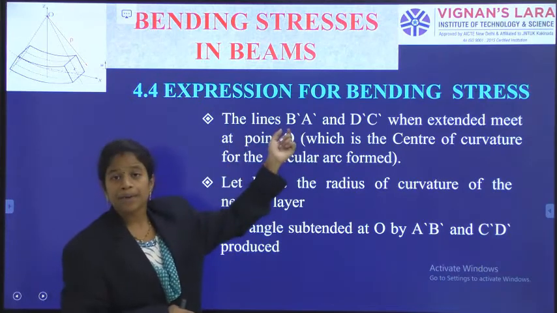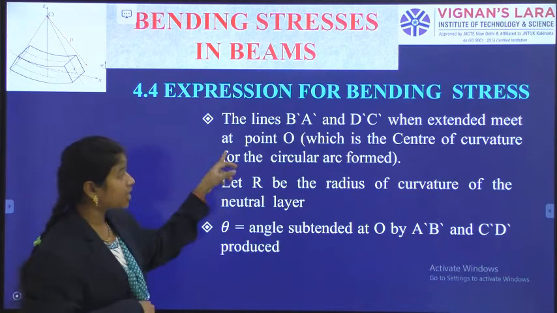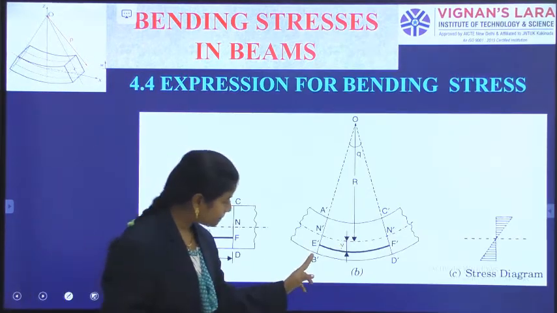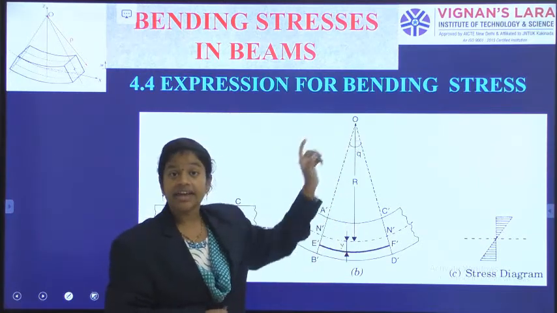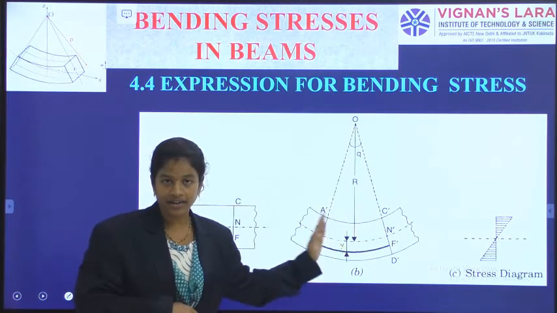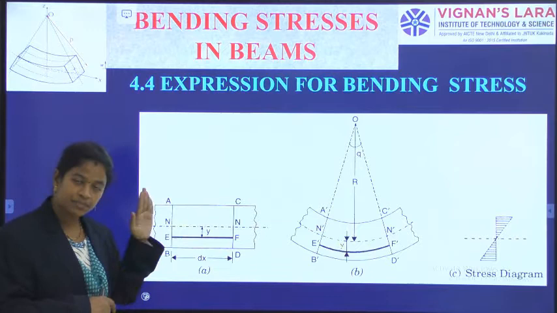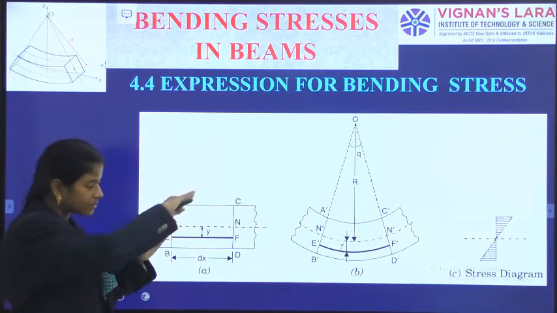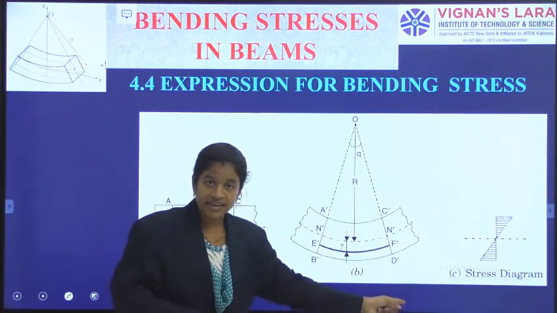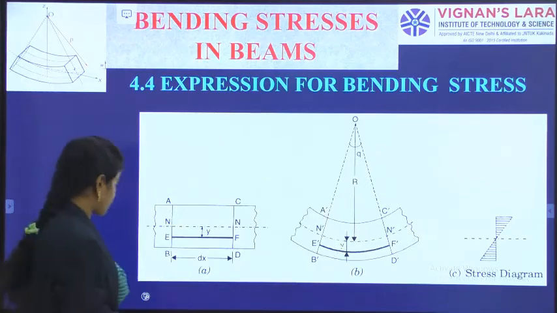Now the lines B dash, A dash and D dash, C dash were extended to meet at the point O. See here, the line BA is extended in a straight line. As we have already mentioned, these transverse sections remain plane, right? So here it is a plane. Just it has shifted like this, but still it is a plane. So when I extend the line to meet the next line which is coming from CD, there I have got a point O. Okay.